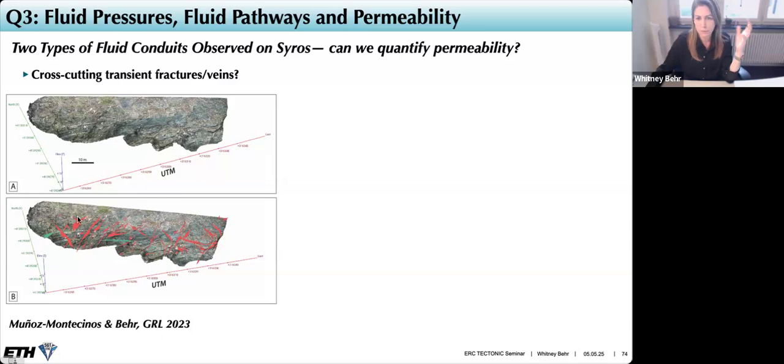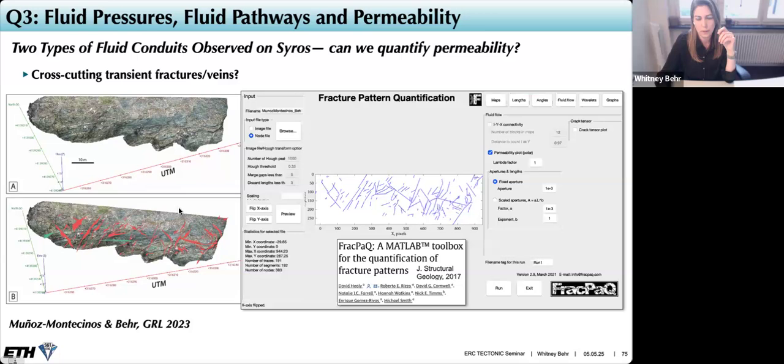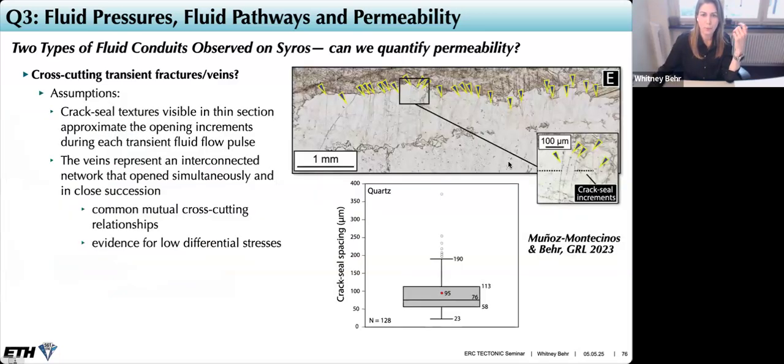But in terms of methods, we first mapped the last generation of cross-cutting veins in this area. Then we used this nice software from Healy and others called FracPack that allows us to make 2D permeability estimates from the mapped fracture pattern. And this software requires an estimate of the fracture aperture, which we assumed could be approximated by the width of crack seal increments measured in thin section.